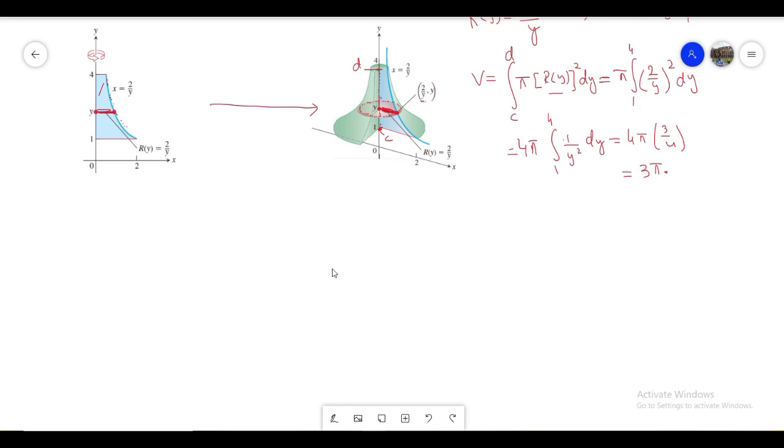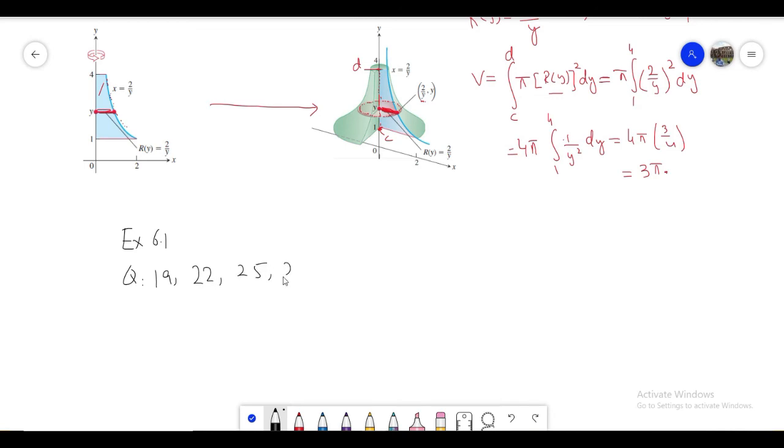I recommend some questions from exercise 6.1 of the book Thomas, and the questions are 19, 22, 25, 26, 28, 31, 34, 36, and this is enough. So you can practice these questions of exercise 6.1.